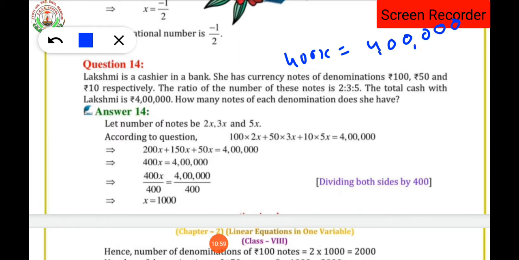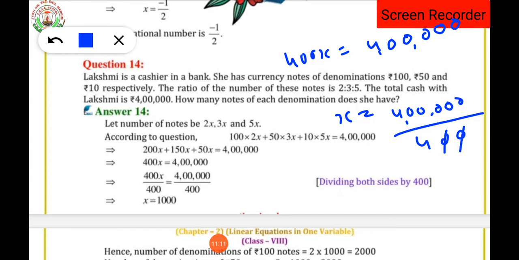Understood? Now after this, when x is equal to, we have to find the value of x itself, isn't it? So x is equal to 4 lakh upon 400. So the 0 0 from the numerator and denominator will get cancelled. 4 ones are 4 and 4 ones are again 4. So it will become 1. How many 0 are left out? 3 zeros are left out, isn't it? So x is equal to 1000.